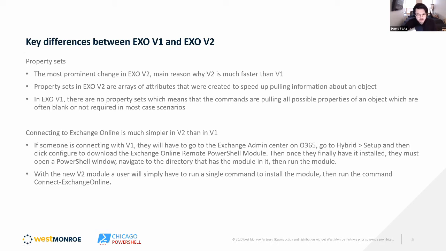Additionally, on top of property sets, there's a new way to connect to Exchange Online. I demonstrated the new Exchange Online v2 way earlier, but with v1, in order to use modern authentication or MFA, you have to go into your Exchange Admin Center. You have to go to the hybrid setup and click download on a file. Then you have to install the file, import the module, and then authenticate. It takes way too long, and you also have to navigate to which directory the script is in, whereas in v2, you can just type Connect-ExchangeOnline after you've installed the module, and it'll run from anywhere.